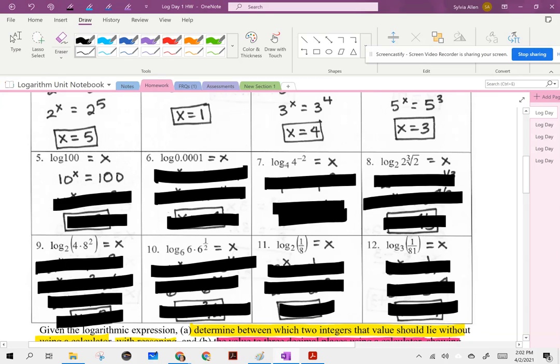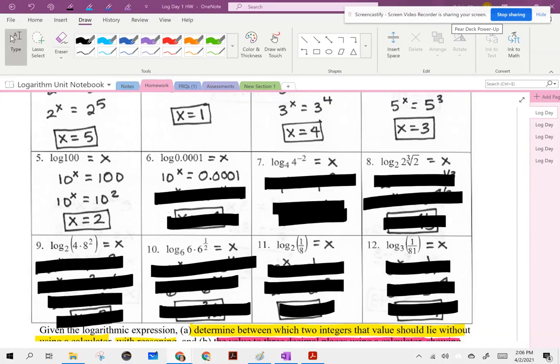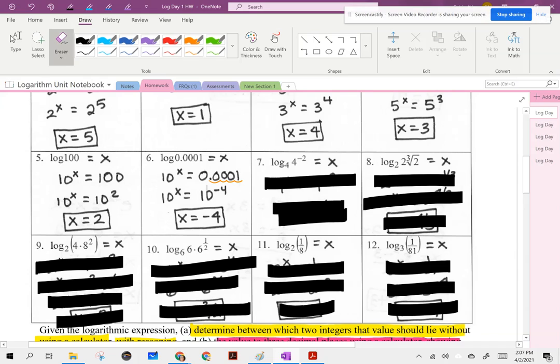Okay, so we're rewriting that. 10 to the power of x equals 100. Remember, when there's no base on a log, it's 10. And so we can see that rewriting that, we can get x is equal to 2. All right, number 6, we've got 10 to the power of x is equal to 0.0001. And so we're rewriting the 0.0001 as 10 to the negative 4 power. And then now we can see that x is equal to negative 4.